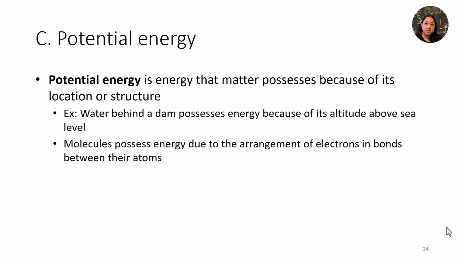Molecules possess energy due to the arrangement of electrons in bonds between their atoms. Again, all this stuff comes together. It's super interesting and also probably annoying if you are not a fan of these other fields as much, but you come to appreciate how it all is involved with biology.